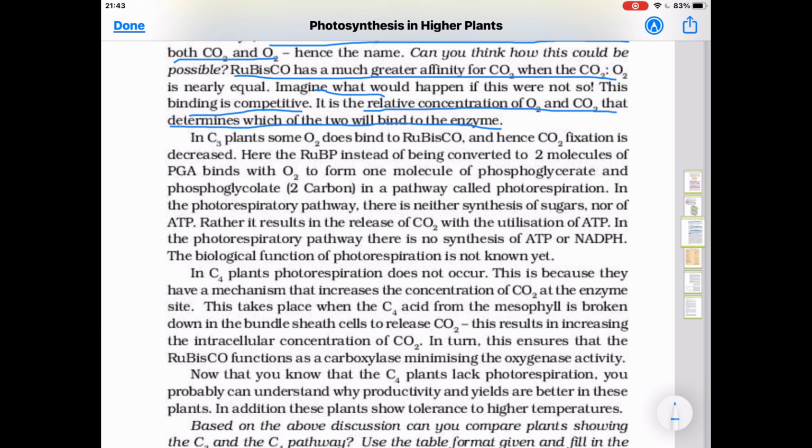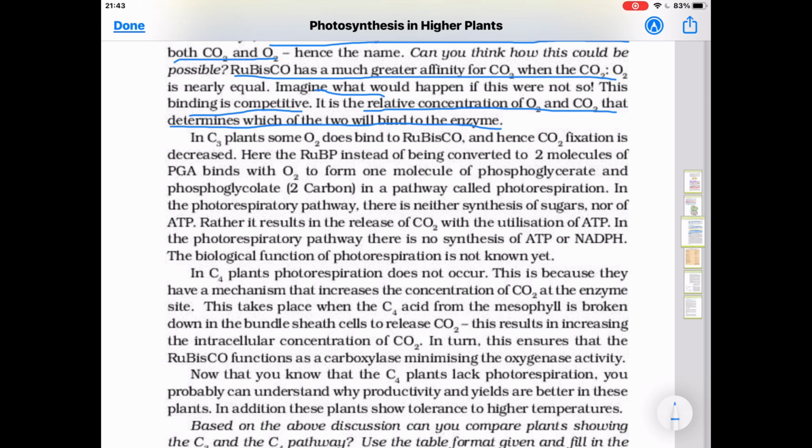This is because they have a mechanism that increases the concentration of carbon dioxide at the enzyme site. Where is that enzyme site? In the bundle sheath. In the bundle sheath, Rubisco enzyme is present. So when carbon dioxide comes, it meets the Rubisco enzyme, so RUBP combines with carbon dioxide there.